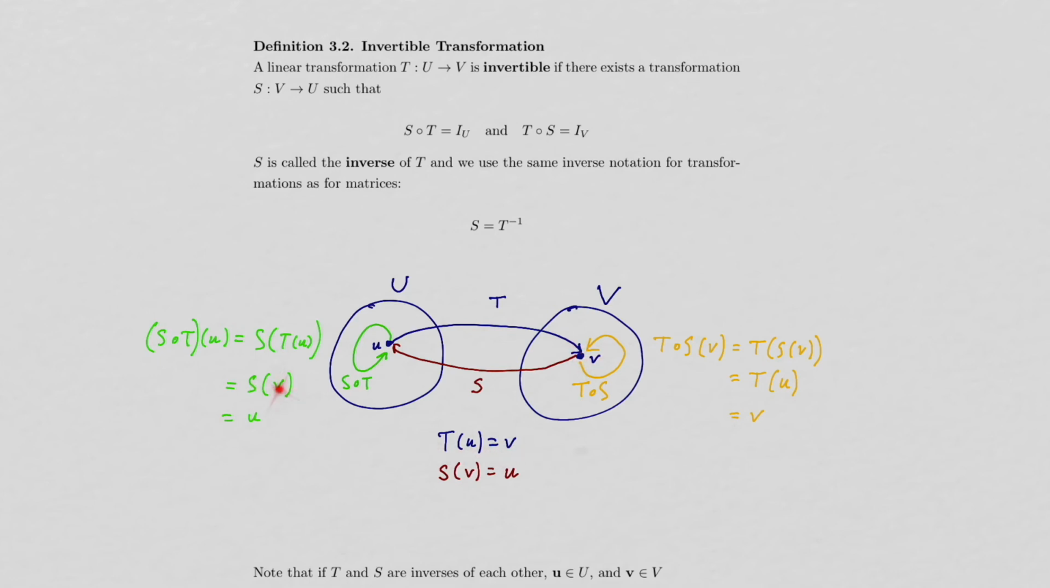Well, what's S of v? S takes v back to u. S of v is u. So S circle T of u is u, and that is the identity transformation. Remember, the identity transformation on U takes any vector in U back to itself. Likewise, T circle S of v is v. It's the identity transformation on V. It takes any vector in V back to itself. So T circle S of v is T of S of v is T of u, which is v.